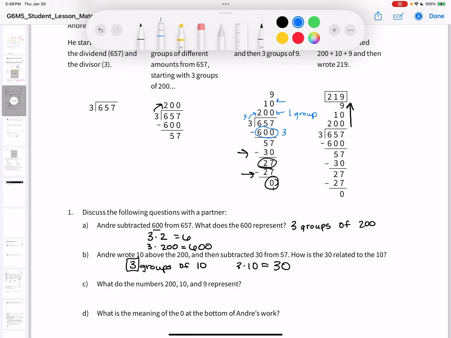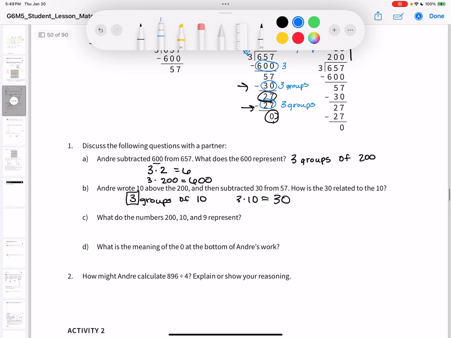The 10, 3 times 10 is 30, which is how many 10s in 3 groups. But up here, the 10 is what's in one group. 3 times 9 is 27, which is what's in 3 groups. But up here, the 9 is just the one group. And when we are looking at division, we want to know what's in one group, right? Or how many groups there are.